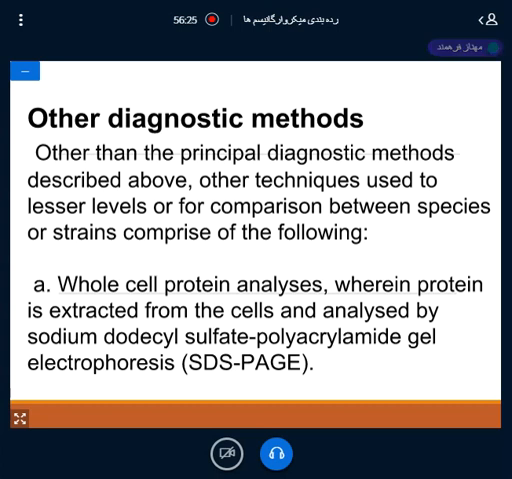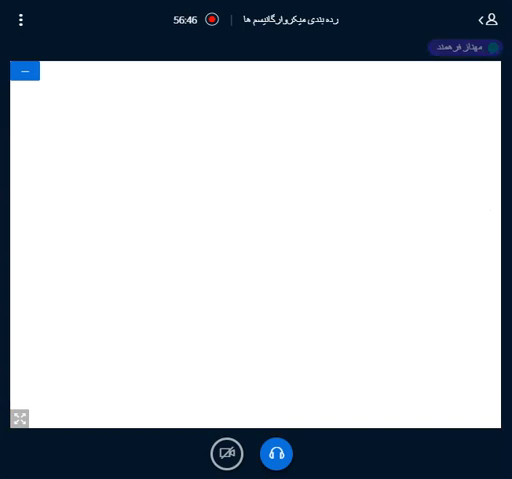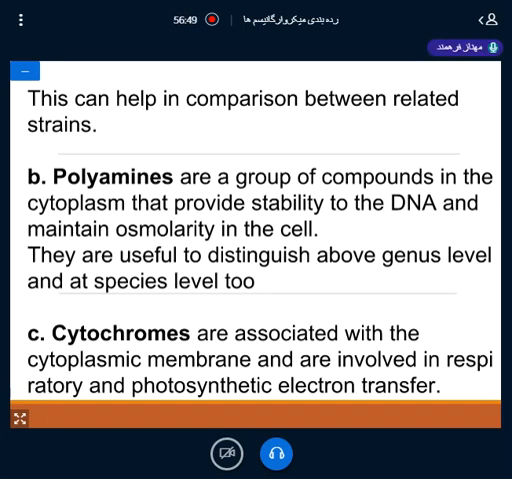So the first method for diagnosing the bacterial cells is whole cell protein analysis. This can help in comparison between related species.